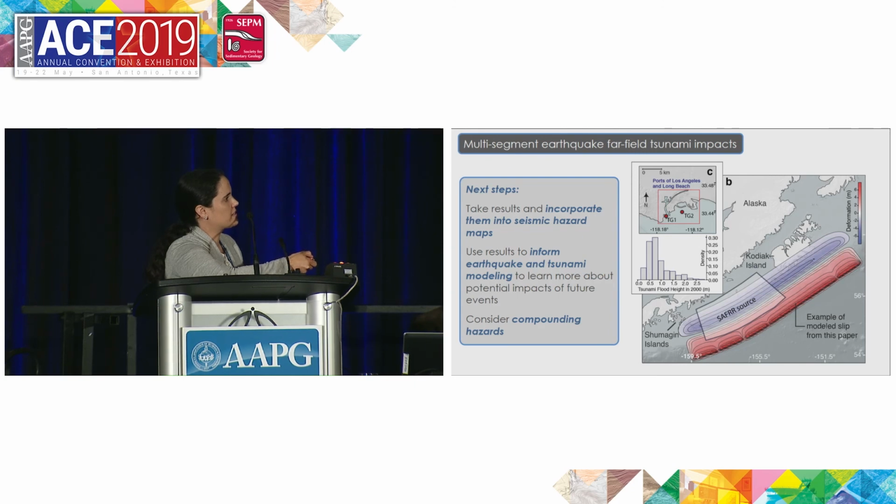But we varied the slip. So we actually have a variety of different ruptures along the two segments. And here's our range of possible tsunami flood heights that can affect the ports of Los Angeles and Long Beach. So now we're taking this beyond Alaska and trying to look out across the Pacific Rim.